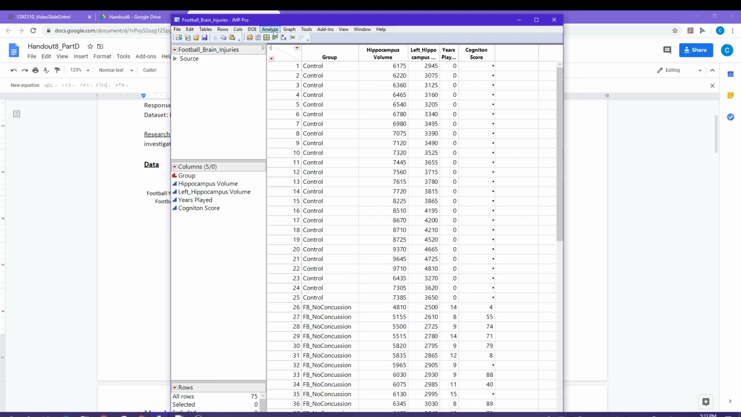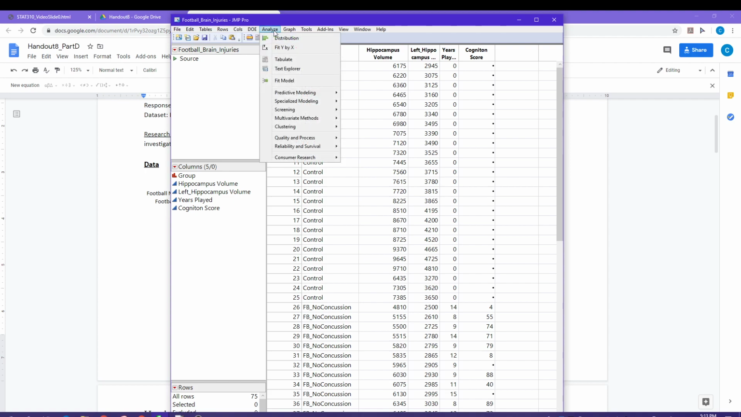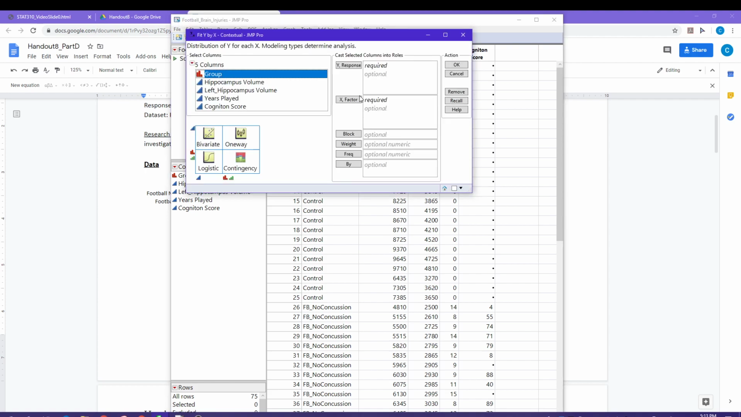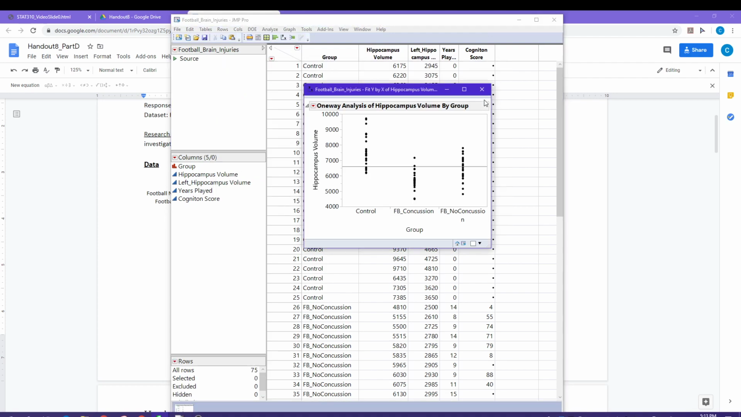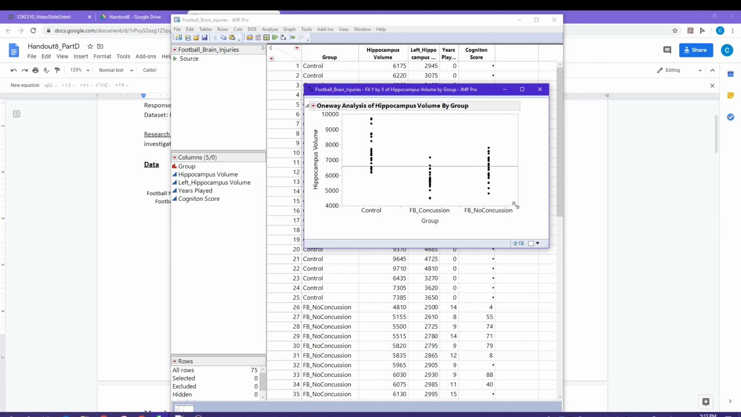Let's go ahead and create maybe just a first graphic. I'm going to put group here as my X, and hippocampus volume is going to be my response. So here I'm just creating my side-by-side dot charts. One thing that we see is that the order in which JMP put these in isn't really appropriate. We have the control on the left, and then we have the football concussion level, and then they go to football no concussion. So I would anticipate football players that did not have a concussion, their hippocampus volume is probably going to be closer to the control.